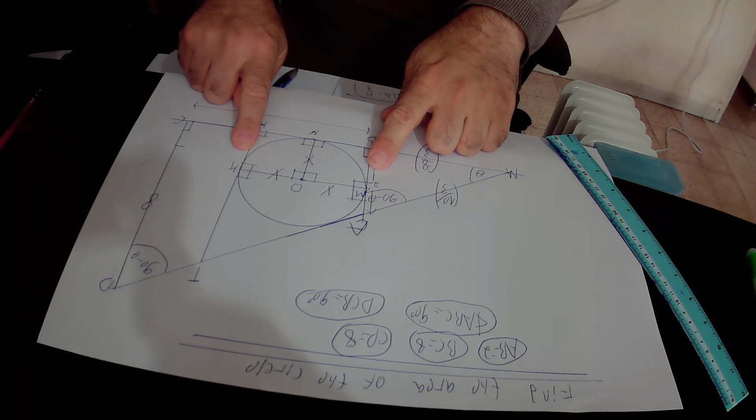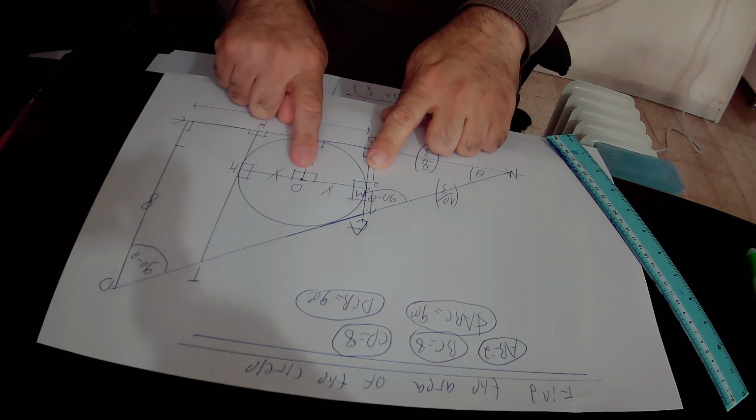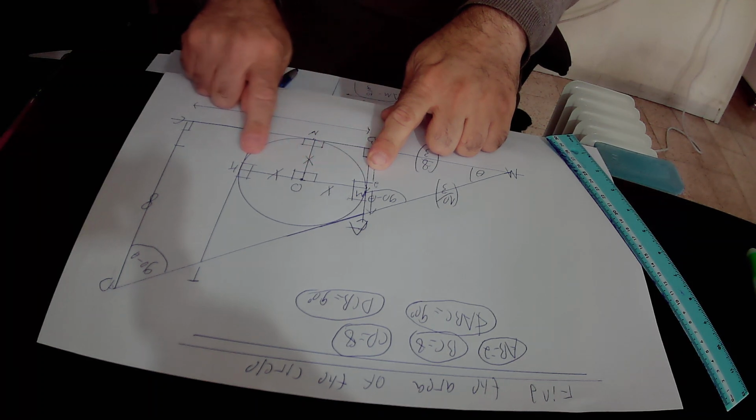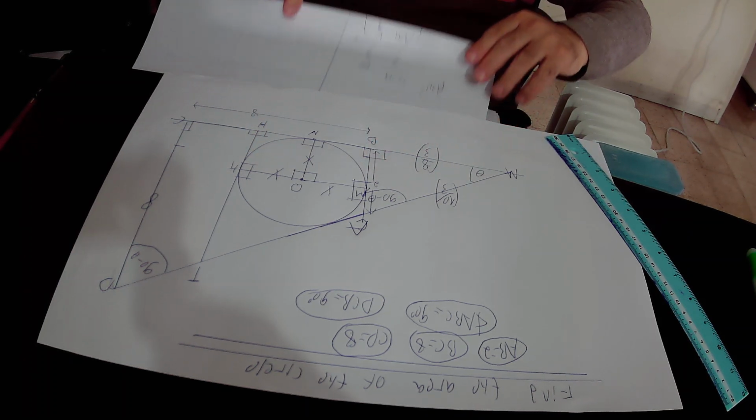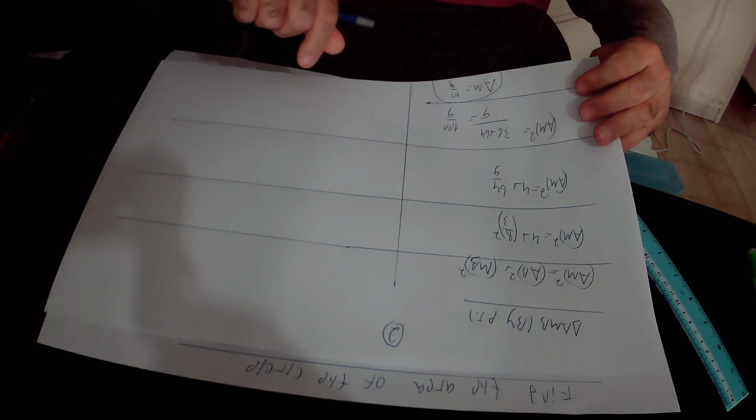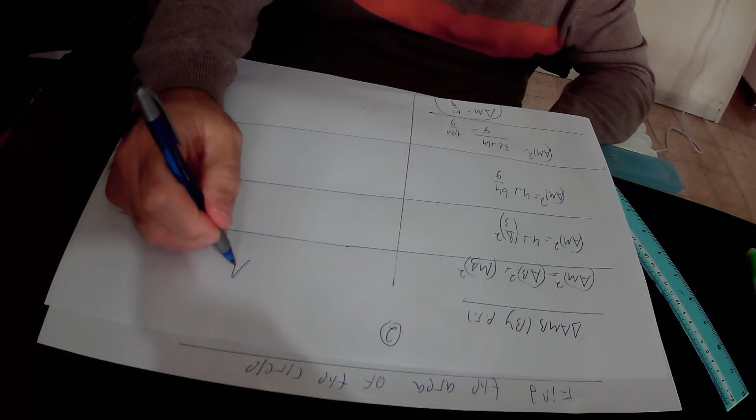So chord MK passes through point O, that is the center of the circle. Any chord that passes through the center of the circle must be the diameter of the circle, therefore MK is the diameter of the circle. Okay, so I can write down that chord MK is the diameter of the circle.